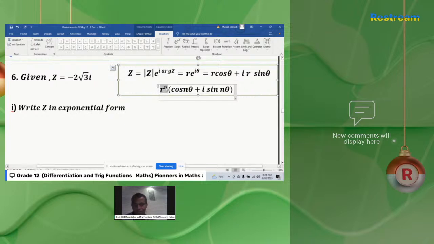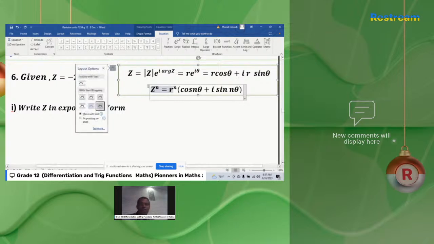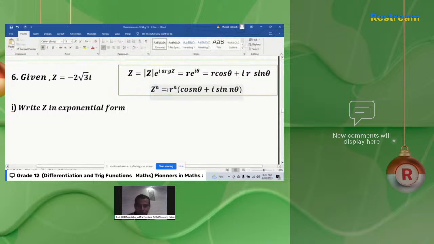n, if you are going to raise your complex number to the power n. Therefore, this formula is known as the De Moivre formula. Okay, I will write it here.